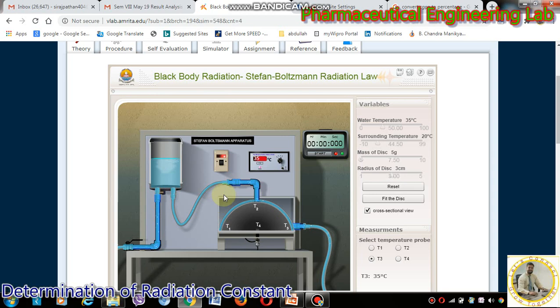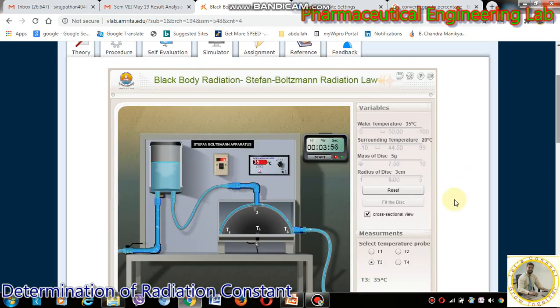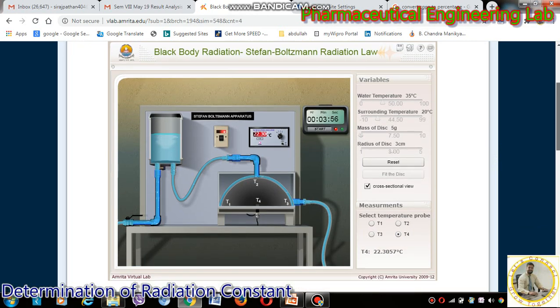Now what I will do, I will fit a disk. Now I'm placing a disk, and the timer has started. So I just placed a disk and the timer is started. It means the heat is radiating from the hemisphere and our cool disk is going to absorb it. So at 3.56 seconds, what is the temperature of your disk? See here, I will click on T4. Now it is 22.305. That value we are going to put in an observation table.